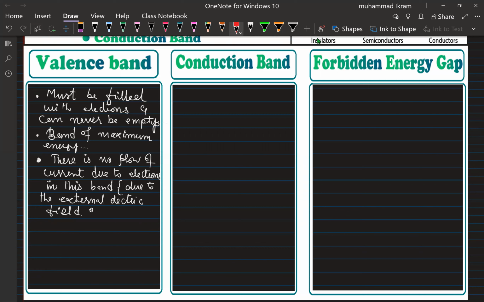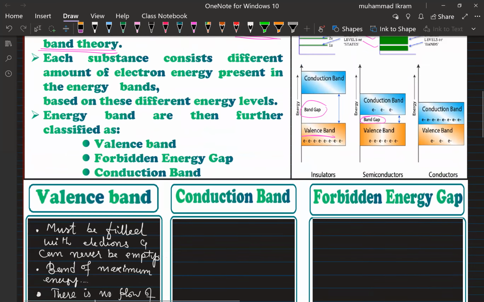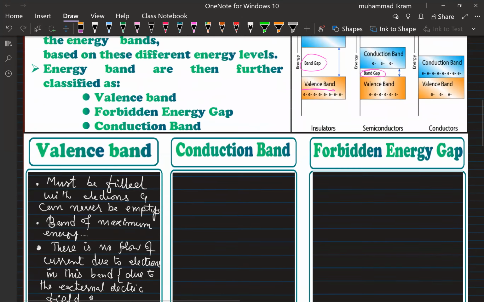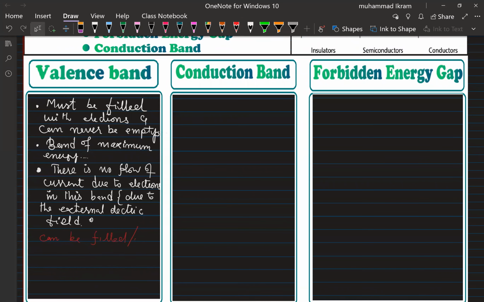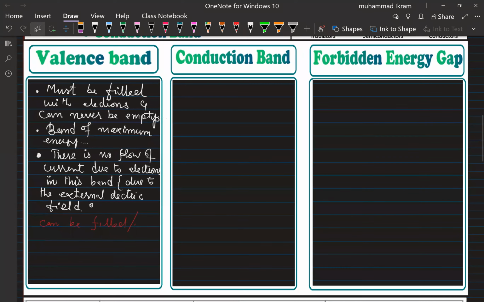So the valence band can be filled with electrons, but it can never be empty. So this is all about the valence band. And I would like to tell you that whether it is insulators, semiconductors, or conductors, the valence band may have some electrons in them, and they are always filled, right? They can never be empty.